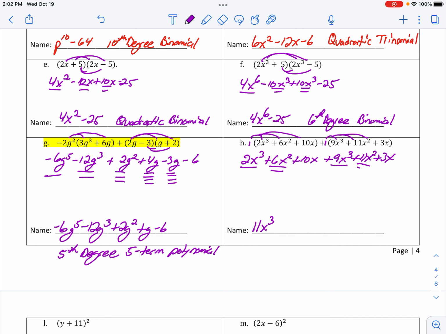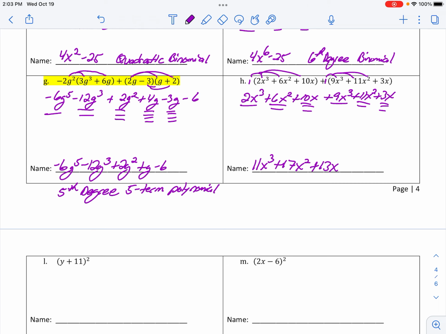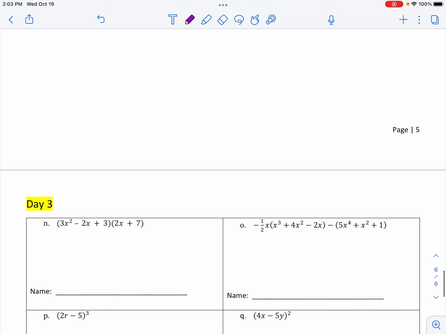11x cubed. The quadratic terms give me 17. The linear terms give me 13x. This is a 3rd degree or a cubic and trinomial because of 3 terms. What did I just say? Cubic or 3rd degree trinomial. And back here I said it could also be called a quintic, 5-term polynomial. Okay.